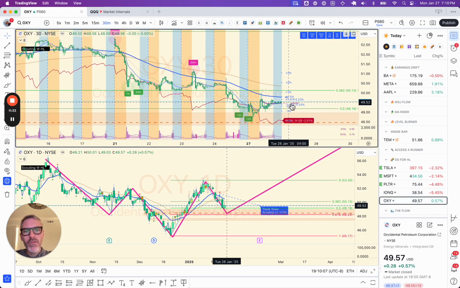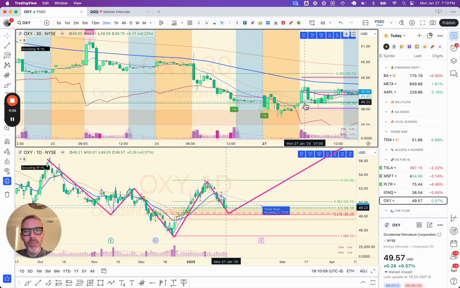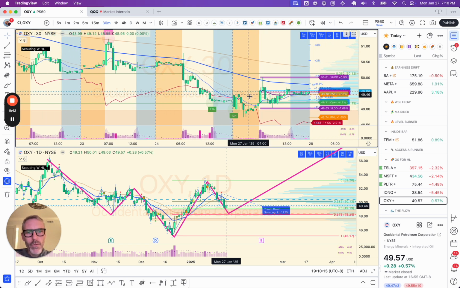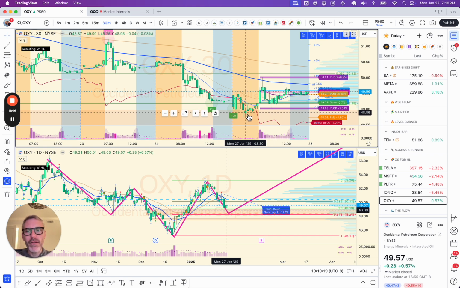Oxy, this one I was really disappointed that I didn't buy it off the open because I thought it was already hourly oversold for daily higher low coming in, right? And I was looking for that 12-hour, I think, into this range, and I was really bummed that I didn't buy it down here at 12-hour oversold, which I do think it got today.